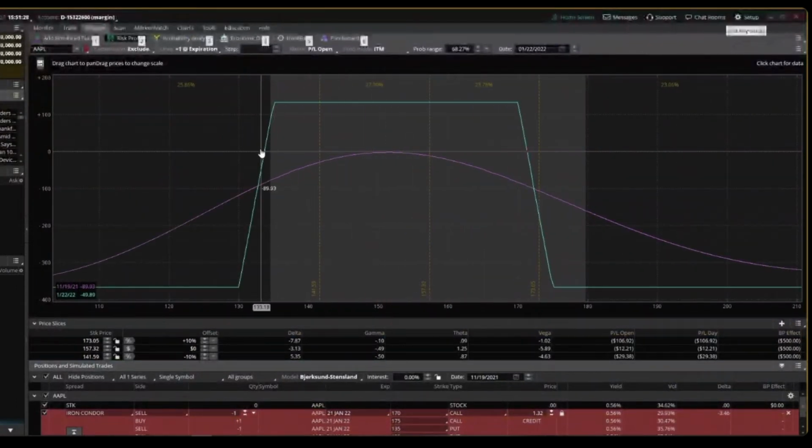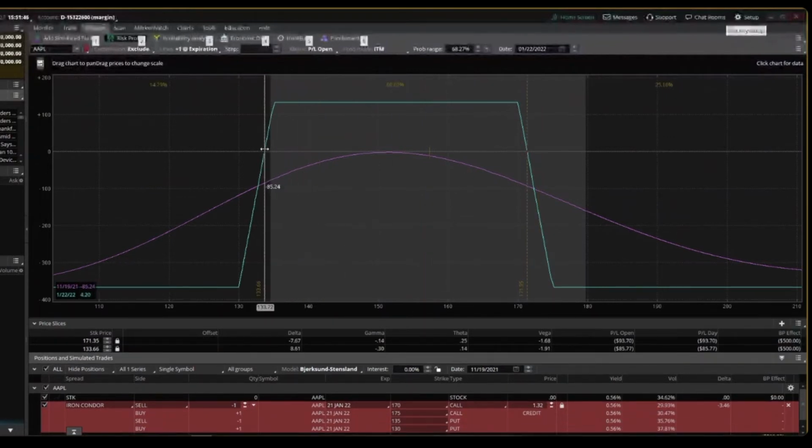Here's my iron condor. A lot of people might not understand these. They can be a little complicated to see. But we'll go in here and reset these. Here are my break-even points right there. So 133 on the low side and 171 on the high side is my break-even point. After that is when I start to lose money. If it finishes anywhere in between here, then we're safe.